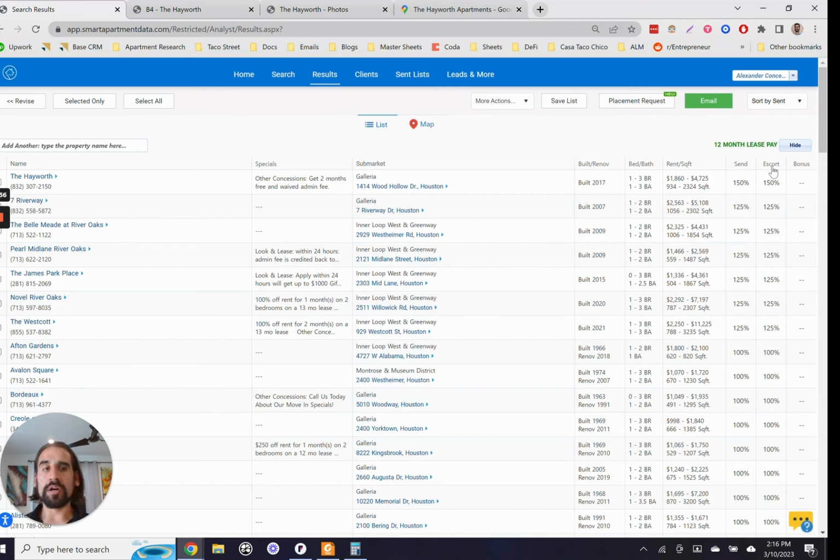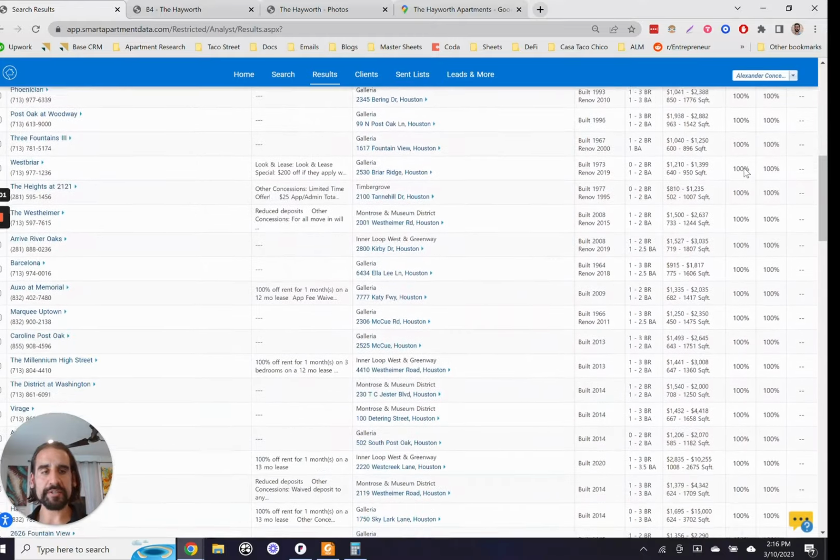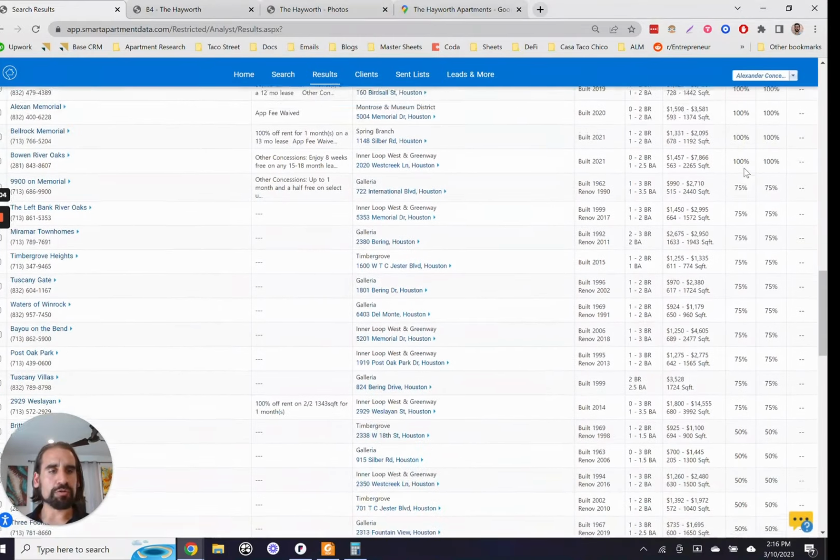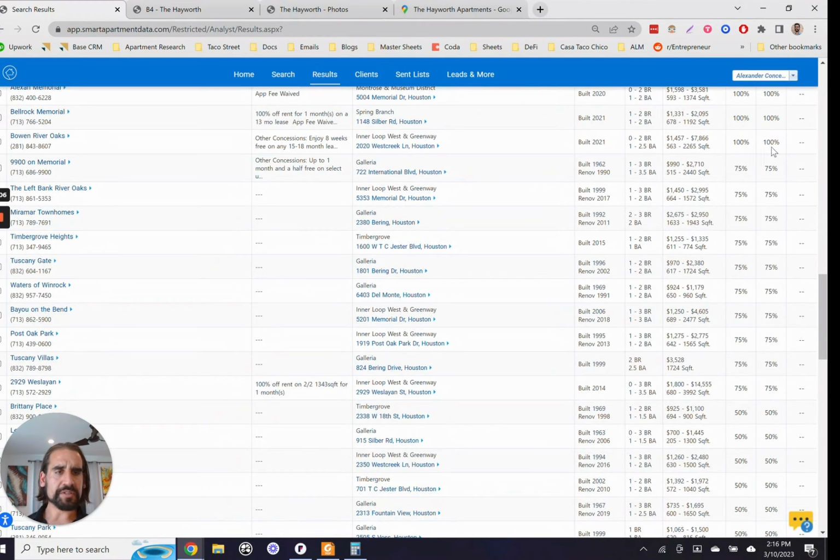And then you have this other column, escort. Escorting means that you were physically there with your client when they tour the building. A lot of buildings have a policy where they don't care if you're there or not. They want people to move in, and they're totally fine with you sending your client there. But some buildings have different policies. As I scroll down here, what you see is generally you'll see the same amount for sending and escorting.